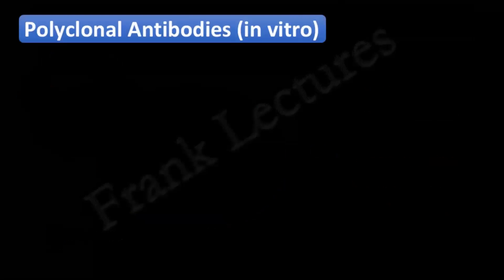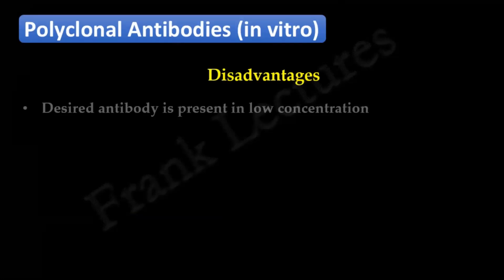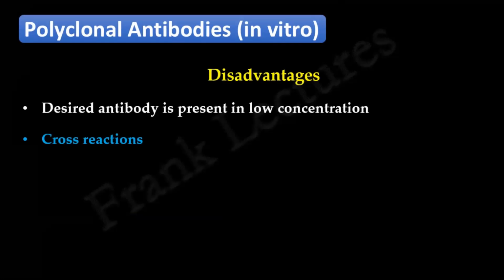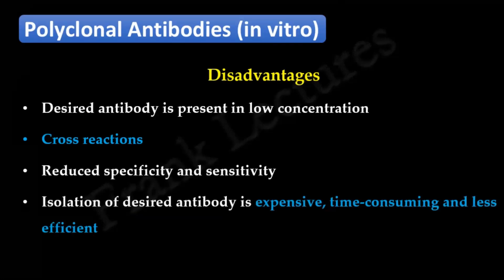But the usage of polyclonal antibodies in diagnostic immunology has some disadvantages. For research and diagnostic usage we require antibodies in large quantity, but in a polyclonal mixture of antibodies, the desired antibody is present in low concentration. The polyclonal antibodies may have cross-reactivities. This will reduce their sensitivity and specificity. Moreover, the isolation of the desired antibody from a polyclonal mixture is expensive, time-consuming and less efficient.